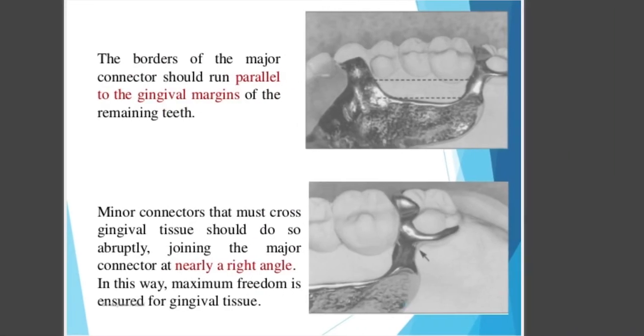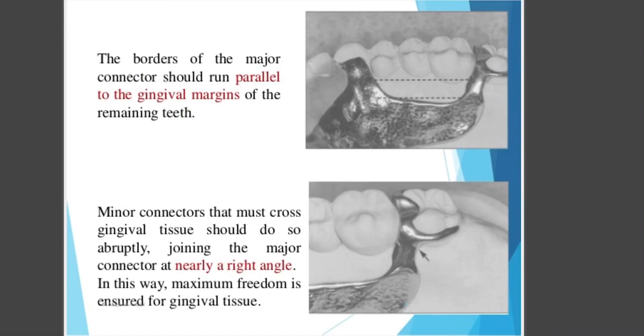The borders of the major connector should run parallel. As you can see in the diagram, the border on each side of the major connector should be running parallel to the gingival margin. I am telling it again, it should be parallel to the gingival margin.